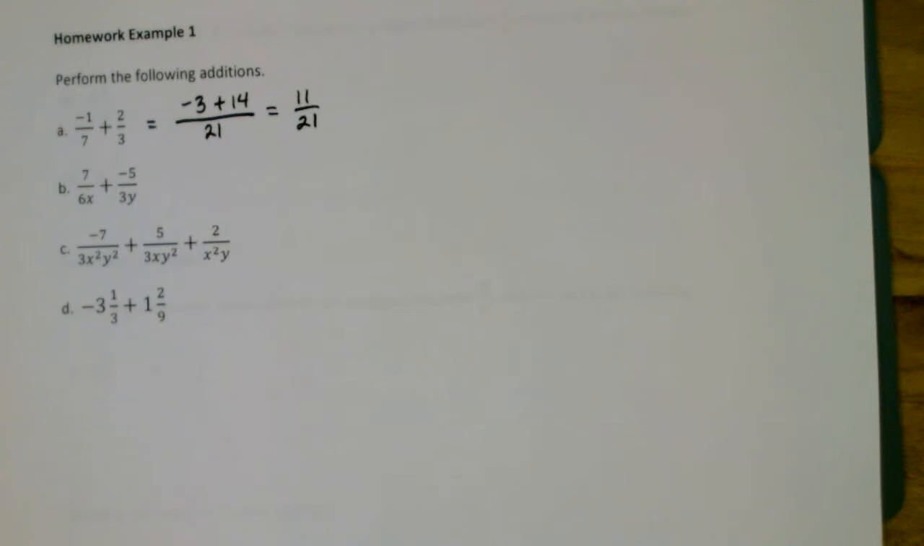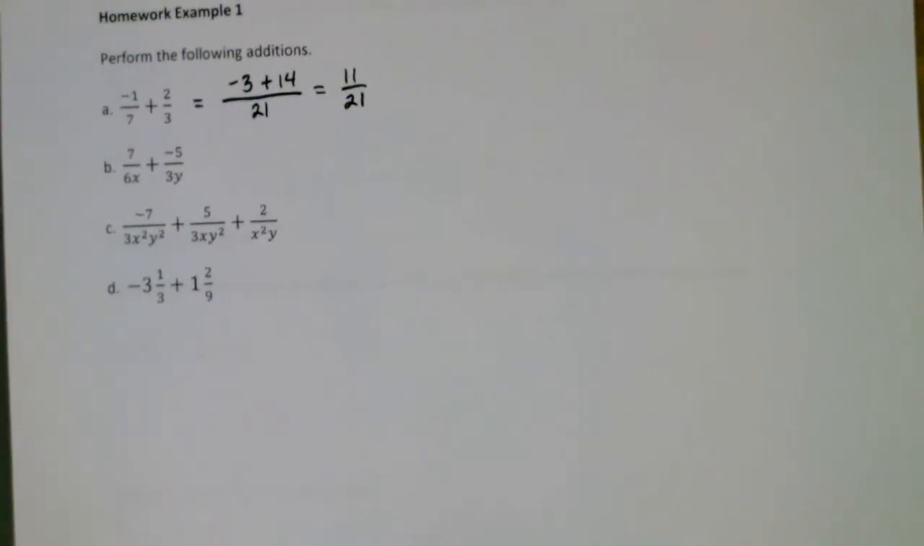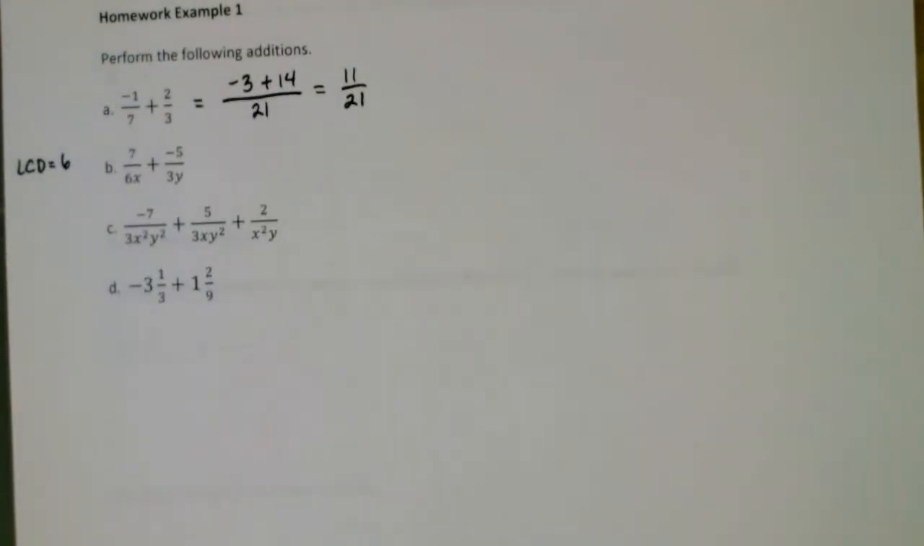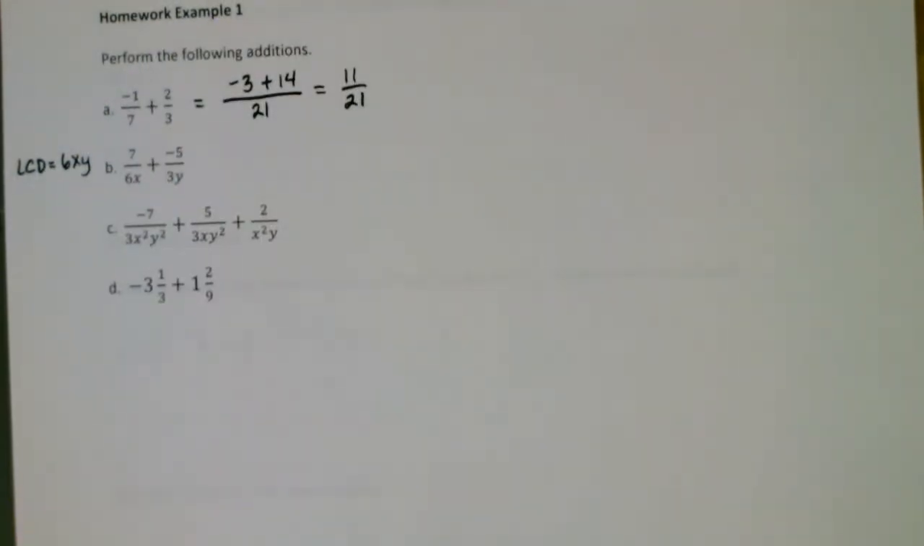All right, now part B. We got 7/6x plus -5/3y. Now what I'm going to need here is a least common denominator for 6x and 3y. Well, I need the largest number that's divisible by 6 and by 3. And in this case, it'll have to be 6, because 6 is divisible by itself and 6 is divisible by 3. And also I need, for the variables, the x and the y. So 6xy is the LCD for those two denominators.